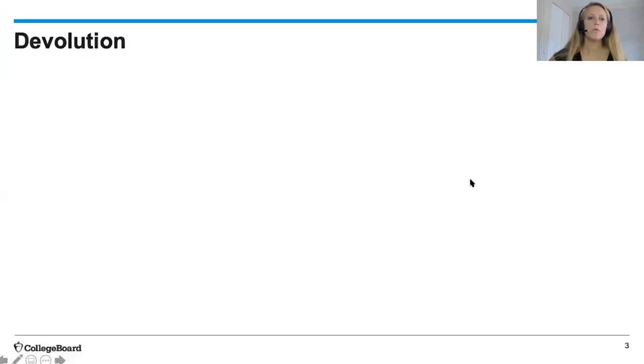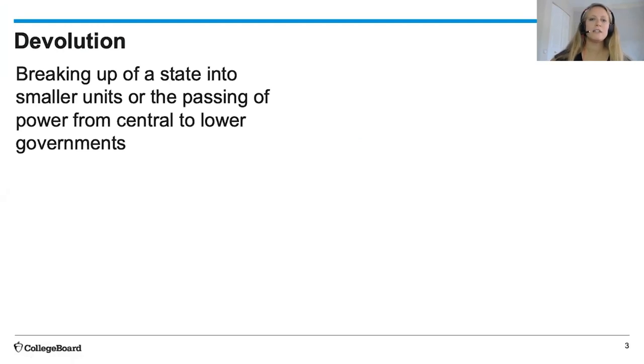So, first we need to remind ourselves what devolution is. There's many different ways that you could define this, but it could be the breaking up of a state into multiple other states, or the passing of power downwards from the central government to lower forms of government, maybe making an autonomous region, or just splitting up the state a little bit with passing power downward.